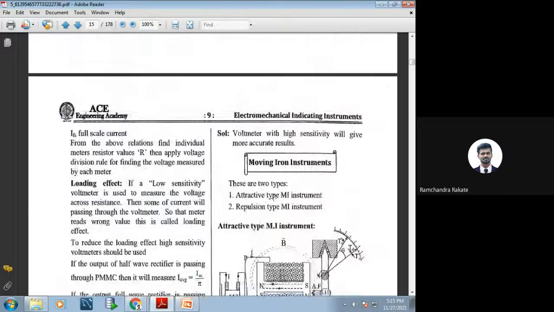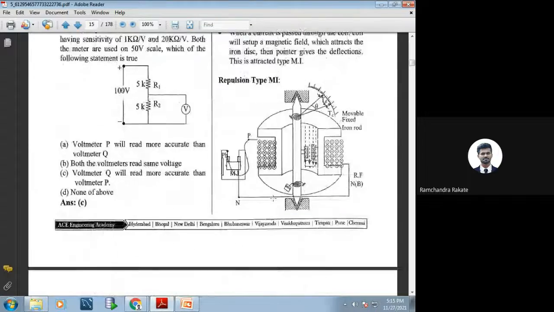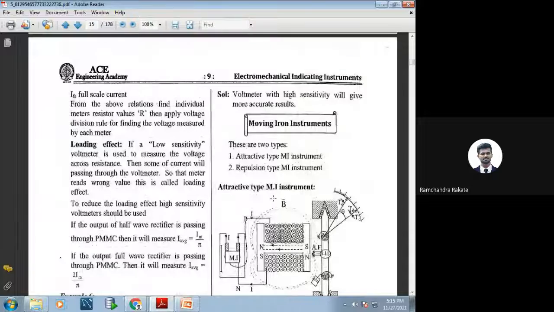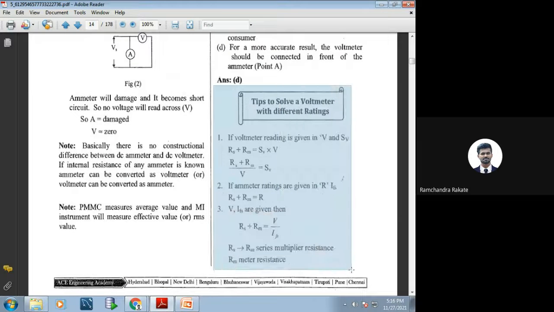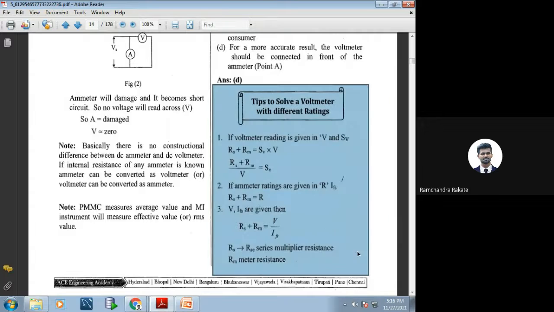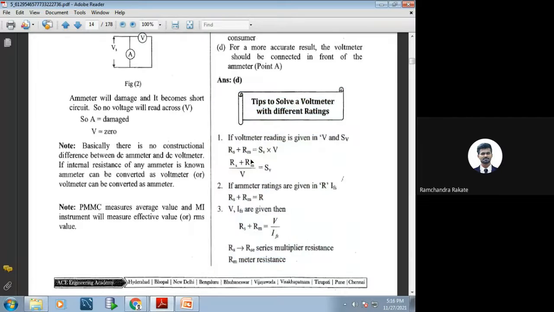Then we will look for one more numerical. First, we'll understand the tips that we have learned in today's session to solve voltmeter with different readings. If the voltmeter reading is given in V and SV, we can use RS plus RM is equal to SV into V, that is, RS plus RM upon V is equal to SV.